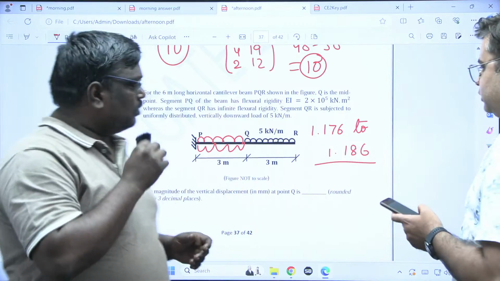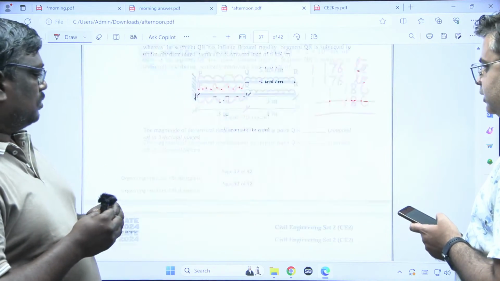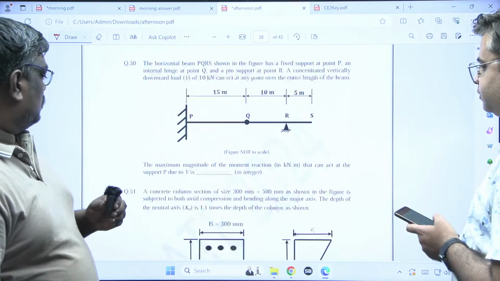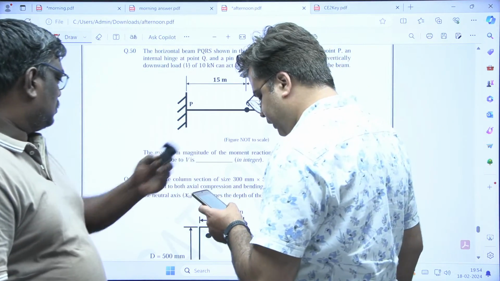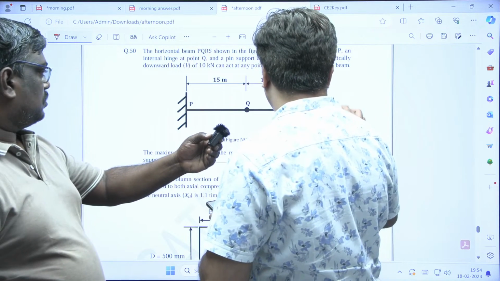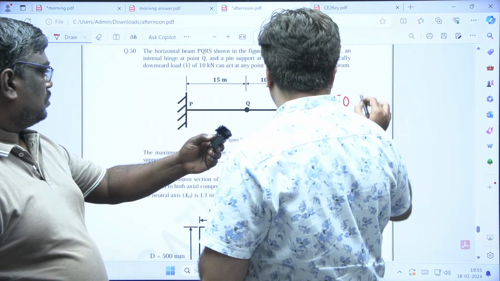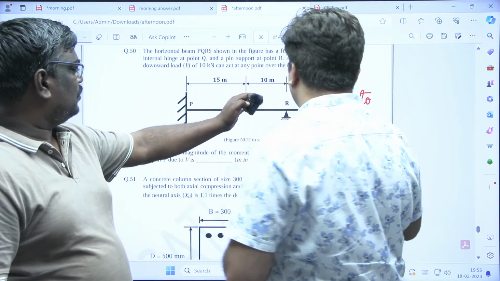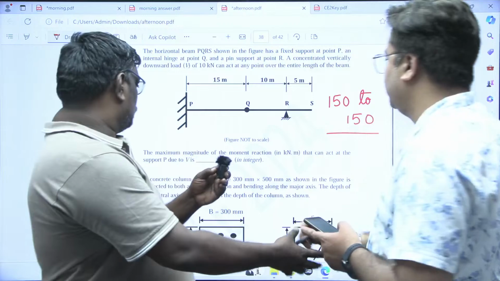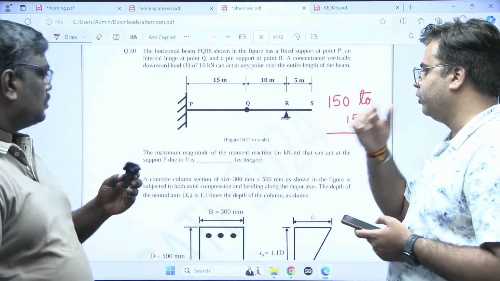Moving on with the next one. This is question number 50. The range is 150 to 150. This is the range that is given. This is the internal hinge Q, and you need to find the maximum magnitude of the moment reaction.